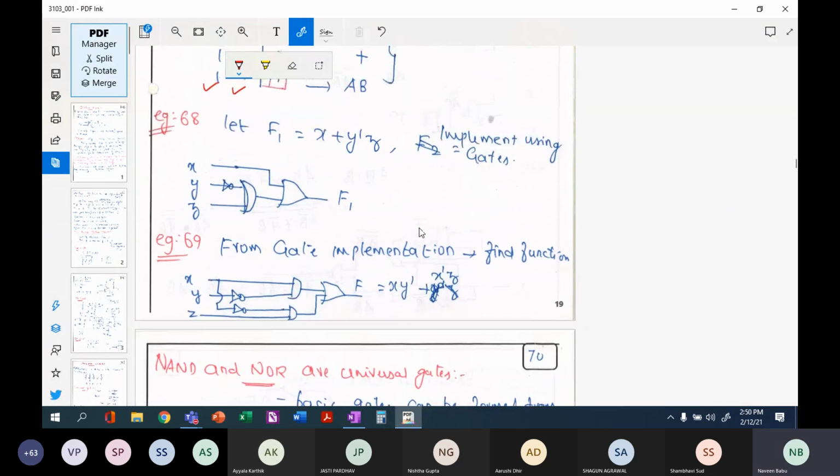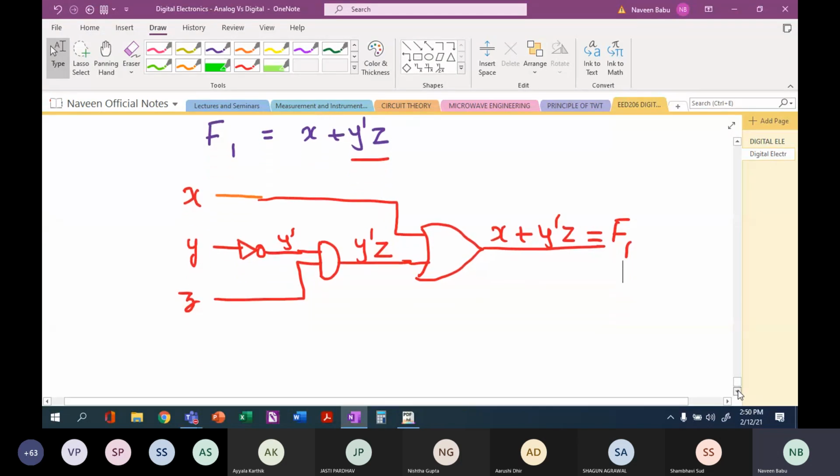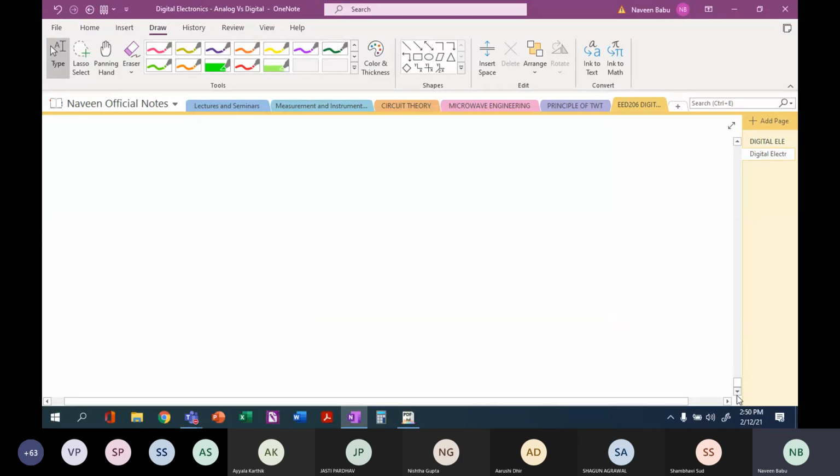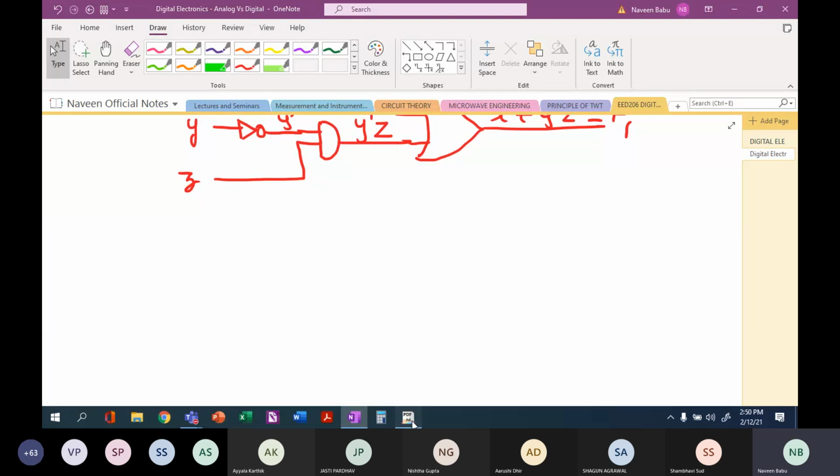Okay, so this is how we implement the function using gates. Similarly, let us implement another function. Say for example, x y bar plus x bar z. First, you list down all the input variables. We have x, we have y, and we have z.